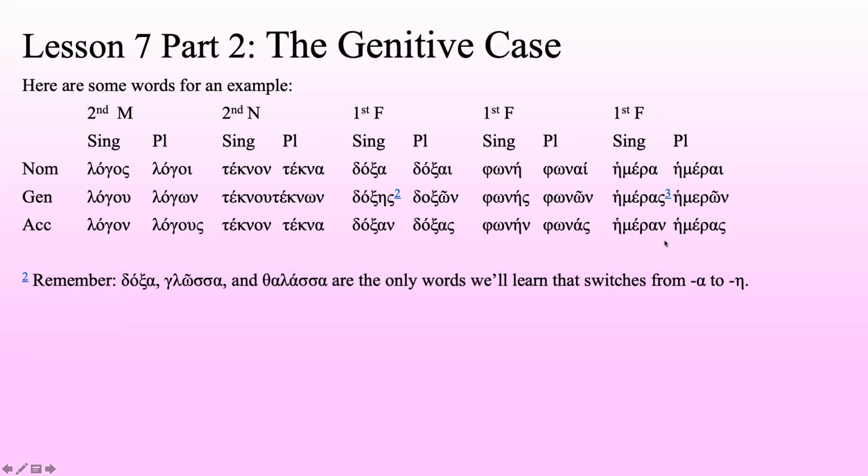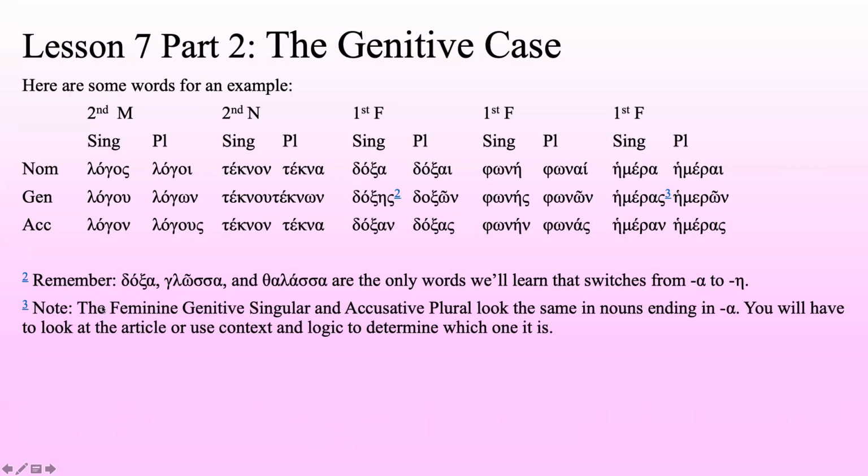Hemera, hemeras, hemeron, hemerai, hemeron, hemeras. And this little note here: note the feminine genitive singular and accusative plural look the same in nouns ending in alpha. You will have to look at the article or use context and logic to determine which one it is. So if you're parsing, you need to say that it's both. If you find it in a sentence, the definite article here is taste and the definite article here is tas, so the definite article will be different for the two of them. So if we found taste hemeras, we know that it's genitive singular. If we found tas hemeras, we would know that it's accusative plural.